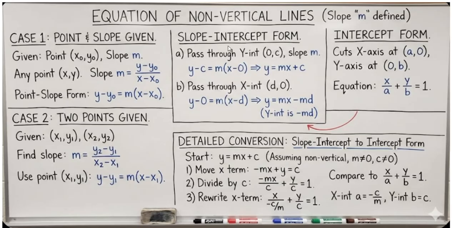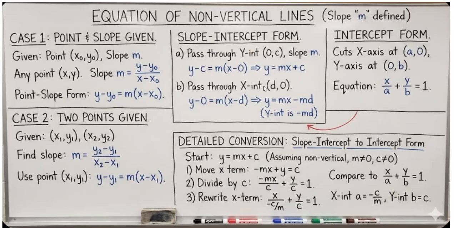The next one is slope intercept form. If the line passes through the y-intercept 0 comma c and has slope m, again we have a point and slope. Instead of x0, y0 we have 0 comma c. Then y minus c is equal to m into x minus 0, that is y is equal to mx plus c.